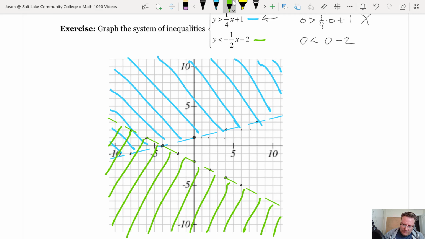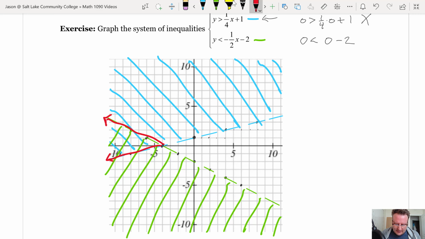Okay, and what do we see here? We see that the solution set is actually this region here. Okay, and this extends outward forever. Of course, we don't want to include the points on the lines, but you get the idea. So we have this weird little region in the plane that satisfies both inequalities simultaneously. And that is our solution set.